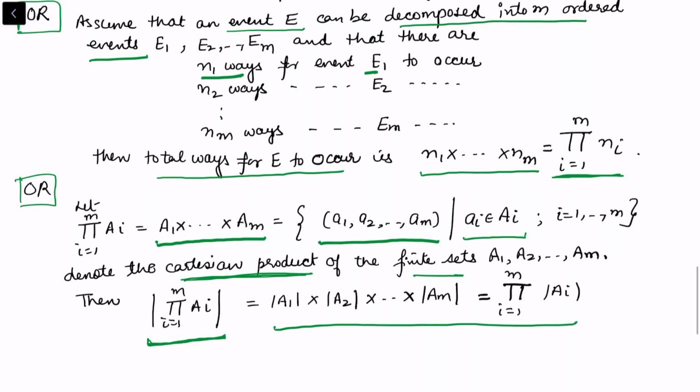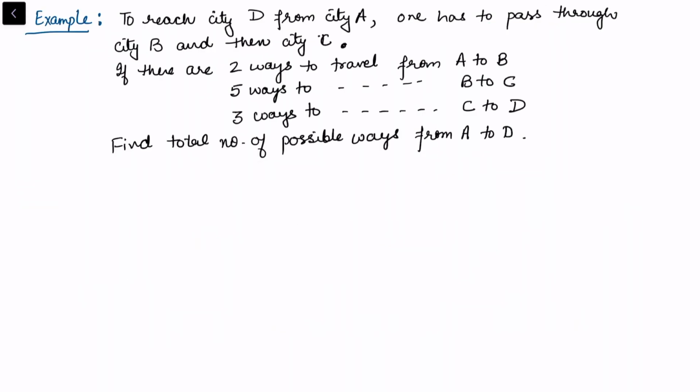Now let's take an example and apply the multiplication rule. In this example, we want to reach city D from city A, and one has to pass through city B and city C. So this is like an order, or a sequential count. If there are 2 ways to travel from A to B, 5 ways to travel from B to C, and 3 ways to travel from C to D, then we want to count the total number of possible ways from A to D.